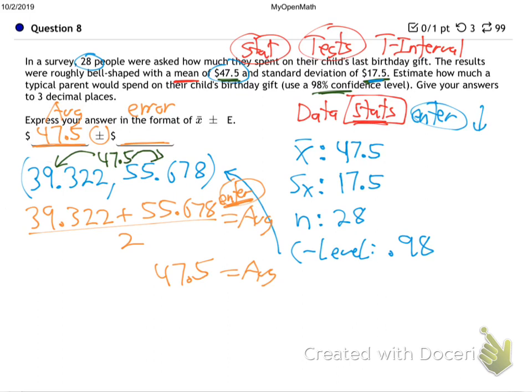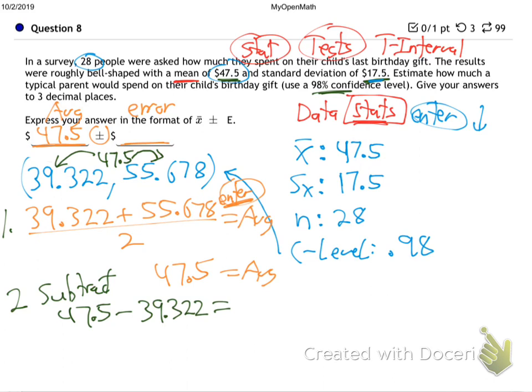So yeah, step 1 is you get the average. Step 2 is you just subtract, exactly. You subtract the 47.5 minus the 39.322. And we're getting 8.178. So that's the jump amount, isn't it? 8.178. That's the jump forward and backwards from the middle that'll get us the end points, the left and the right. So there we go. So there's the format they wanted it in.